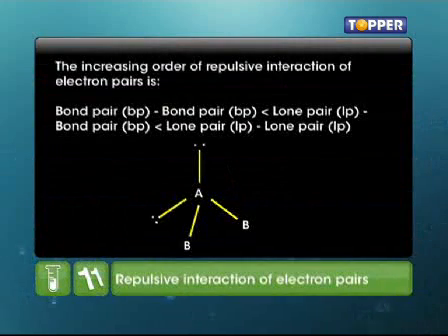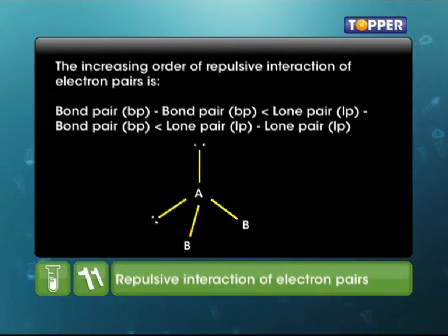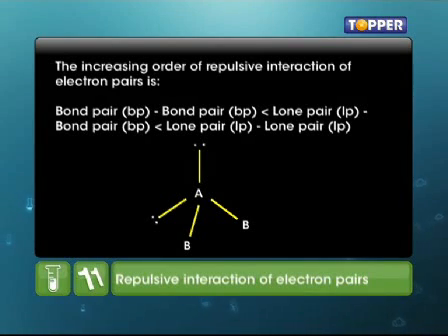You can see that the repulsive force is the least between two bond pairs. It is a little more between a lone pair and a bond pair, and it is the maximum between two lone pairs.